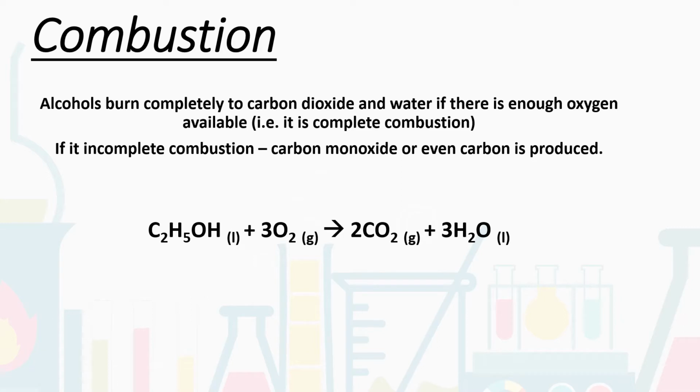And remember that we have to balance our equations. The simplest way to do these is to balance the carbons first, since carbon is only present in the alcohol and carbon dioxide, so it's very easy to balance those first, and then to balance the oxygen and hydrogen atoms last. If it's incomplete combustion, i.e. there's not enough oxygen available, well then carbon monoxide, CO, or even just carbon, soot, essentially can be produced.